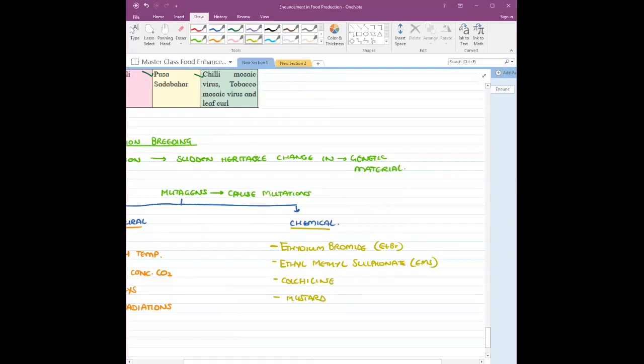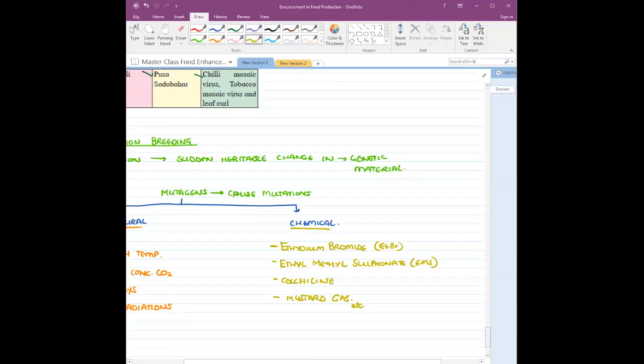But can you tell me, it is going to prevent something. What is it going to prevent? Very nice. It is going to prevent spindle formation. And lastly we have mustard gas. So these are some of the chemical agents that are going to be used to create mutations.